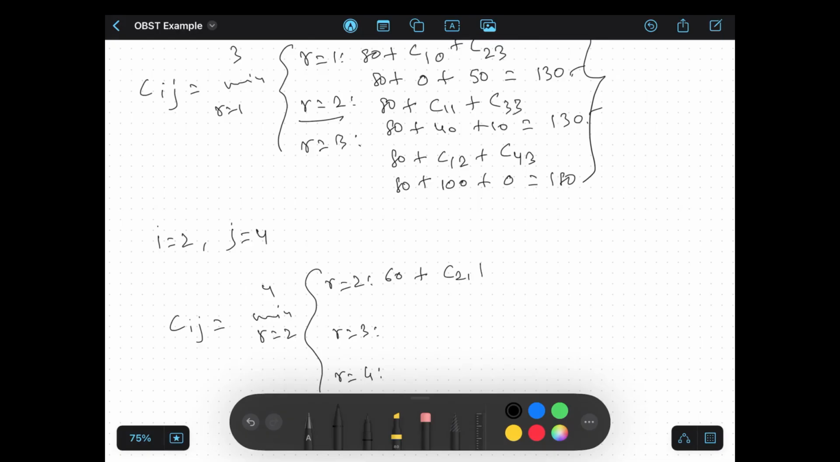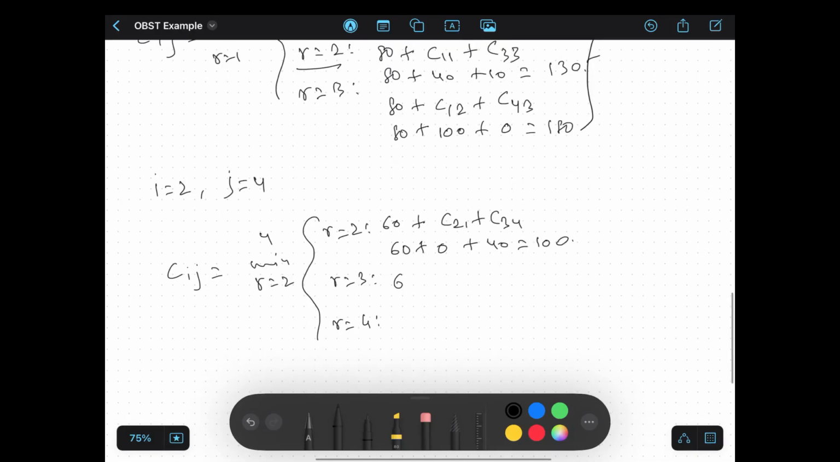Plus cost of 2, 1 plus cost of 3, 4, which is 60 plus boundary condition plus 40, is equal to 100. Similarly, this will be the summation of probabilities from 2 to 4, which is 60, plus cost of 2, 2 plus cost of 4, 4, which is 60 plus 30 plus 20, equal to 110.